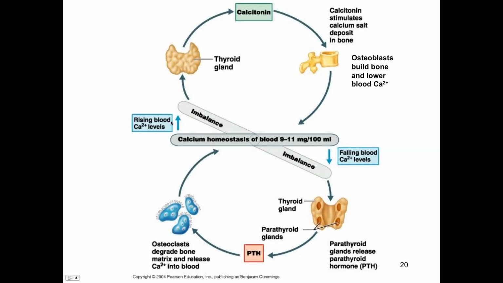So if you have an imbalance towards rising calcium levels, your thyroid gland is going to produce calcitonin, and you're going to then ultimately be able to build that bone, and then you're going to lower that calcium, and then you're going to also allow for calcium to go out through the kidney, and you're not going to absorb as much from the gut. And then if you have falling blood calcium levels, you need to raise those.